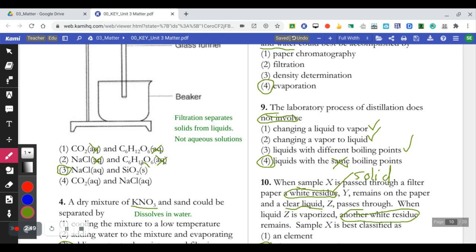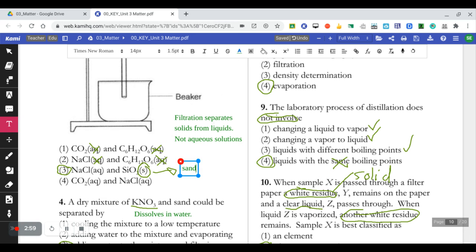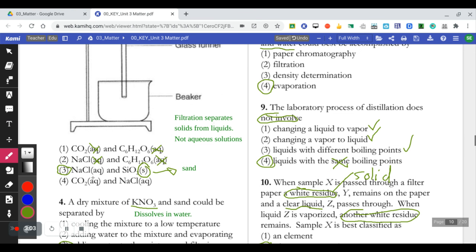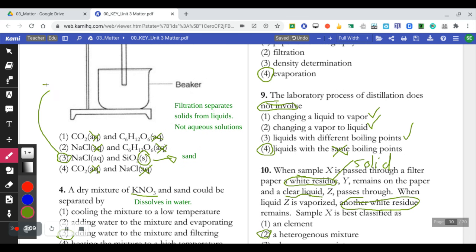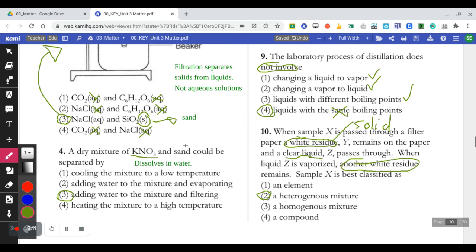This one has a solid, therefore this will separate. And in fact, this is sand. And NaCl, aqueous, is our salt water. So this is essentially an aqueous solution of salt water mixed with sand. So this is what we use primarily as our example for filtration.